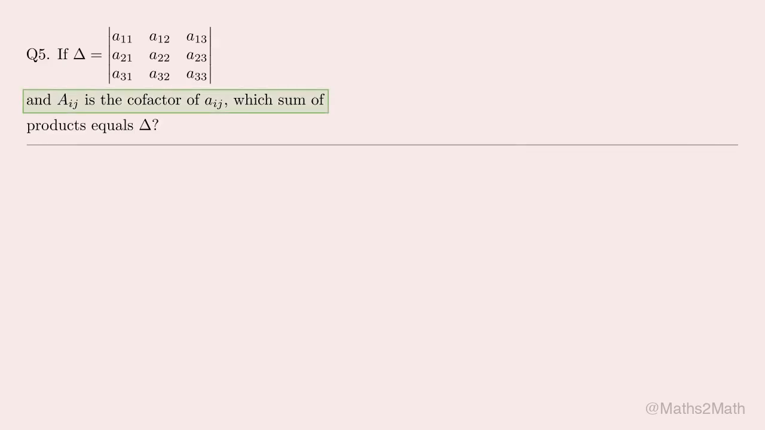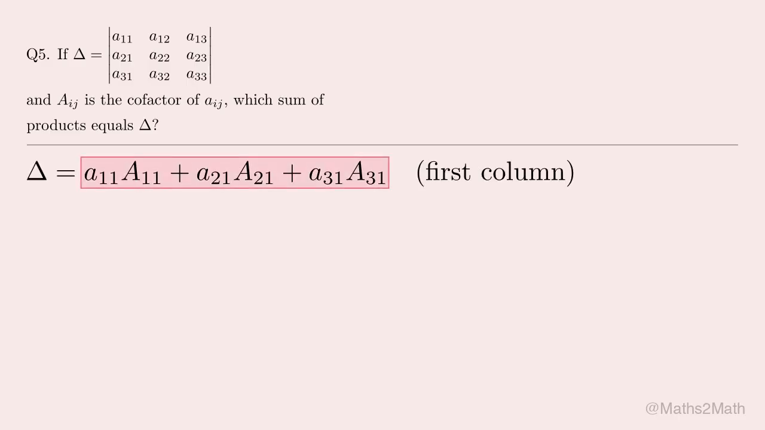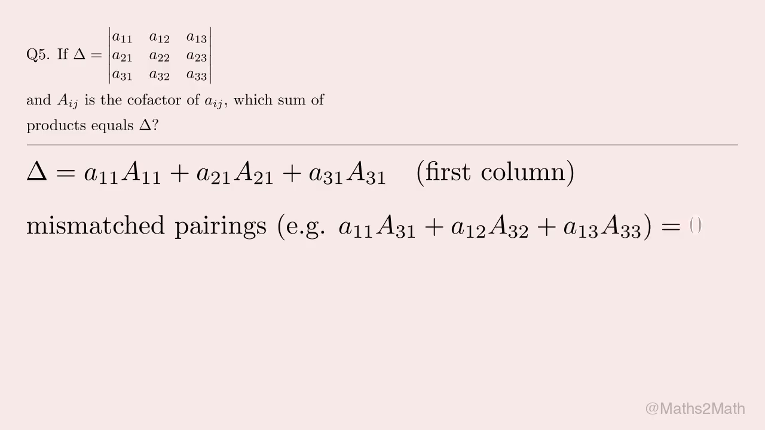The final question, a concept check. Which pairing of entries and cofactors gives the determinant? 4 candidate sums are on offer. Only one is a genuine expansion. A valid expansion pairs each entry of 1 row or 1 column with its own cofactor. Down the first column, that reads a11 A11, plus a21 A21, plus a31 A31. Mixing rows with mismatched cofactors gives 0, not delta. Only the matched pairing survives. That completes exercise 4.3.